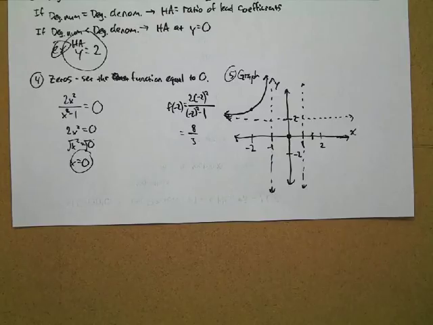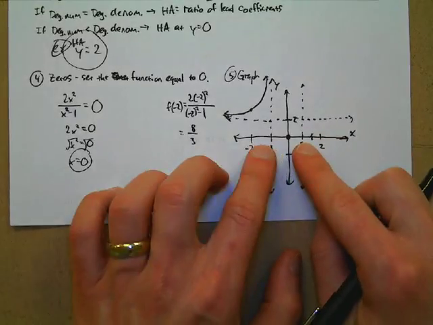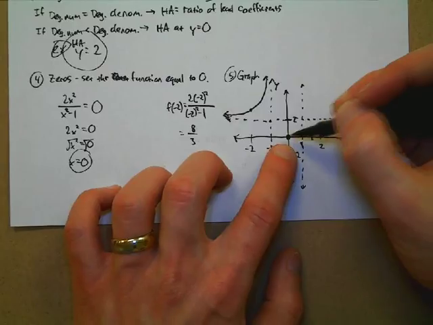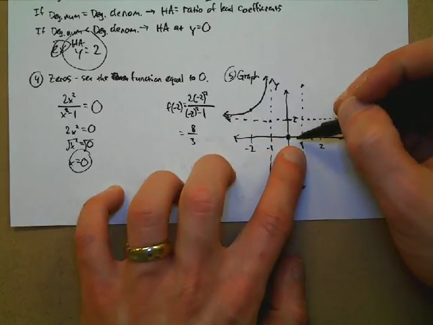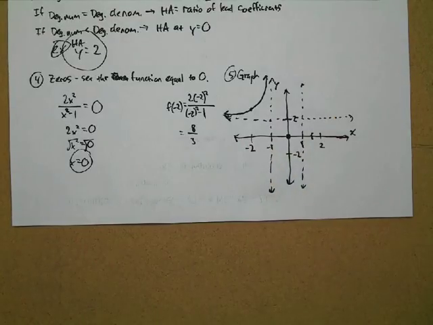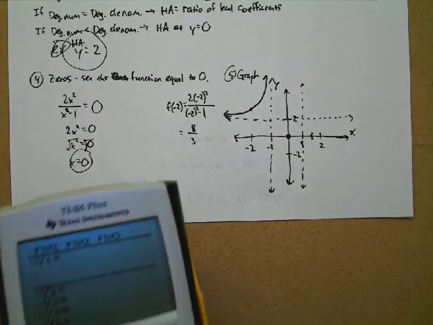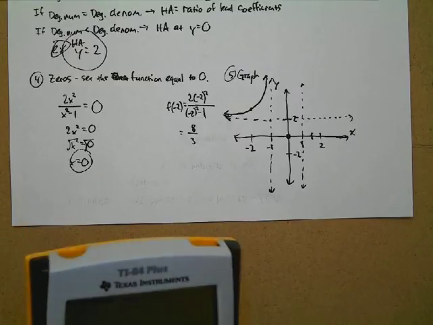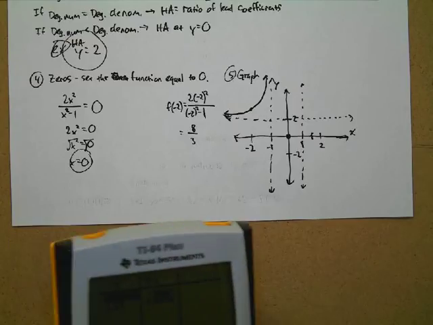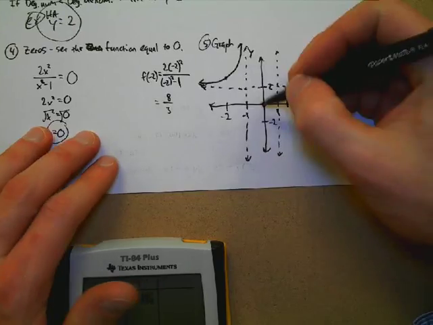I'll use my calculator to help me out with that. 2x squared divided by x squared minus 1. Negative 0.5, negative 1/2, gives negative 2/3. So at negative 1/2, we're at negative 2/3, roughly right there. And at a positive 1/2, we're at negative 2/3 again, so it's right there. So this is going to be like a little parabola. It should be the same thing because of symmetry.